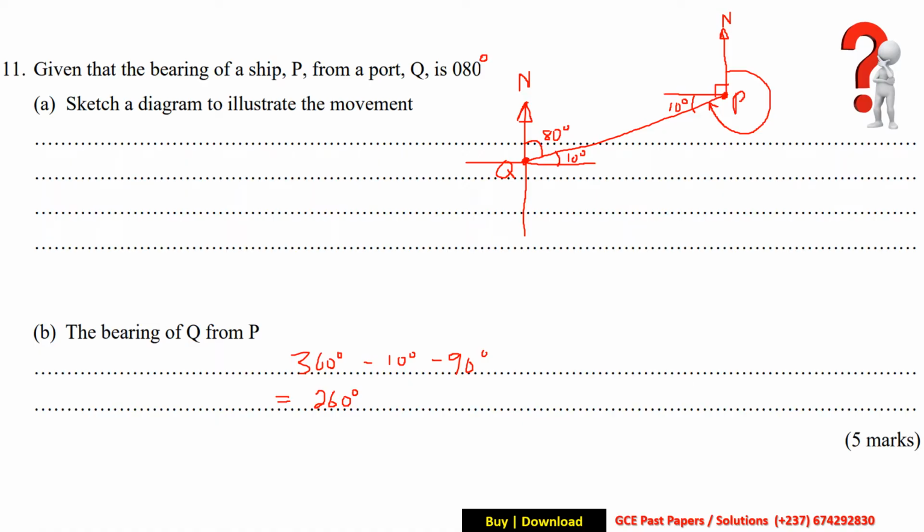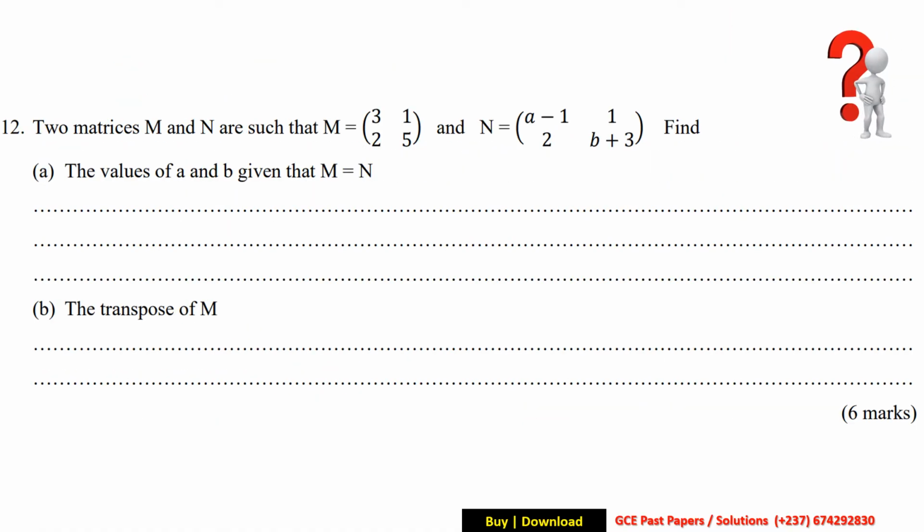Question 12. Two matrices M and N are such that M equals 3, 1, 2, 5 and N equals A minus 1, 1, 2, B plus 3. Find the values of A and B given that the matrices M and N are equal. So if these two matrices are equal, it means that this value at this position, which corresponds to this one here, must be the same.